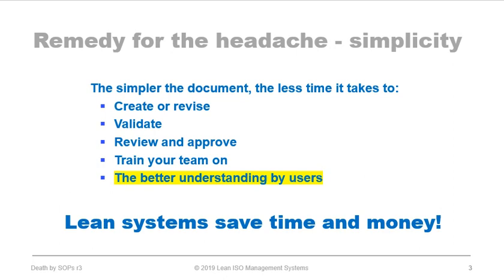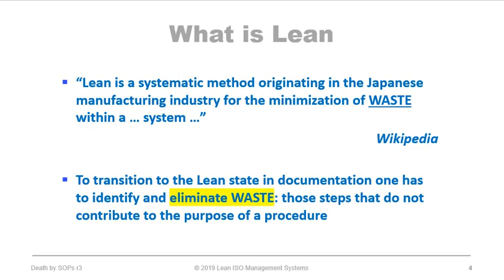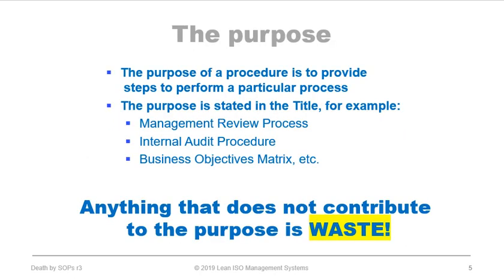The simpler the document, the less time it takes to create or revise it, validate, review and approve, train your team on, the better understanding by users. Lean systems save time and money. Lean is a systematic method originating in the Japanese manufacturing industry for the minimization of waste within a system. So, to transition to the lean state in documentation, one has to identify and eliminate waste, those steps that do not contribute to the purpose of a procedure.